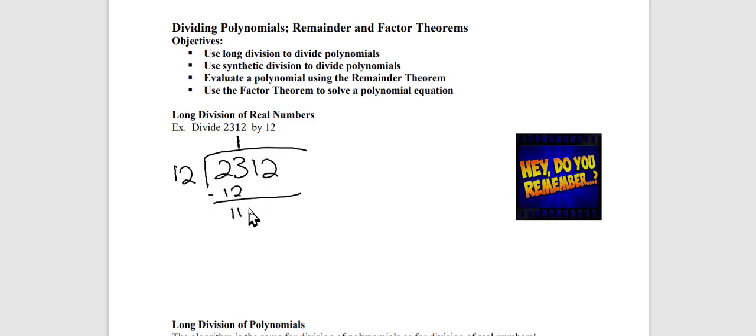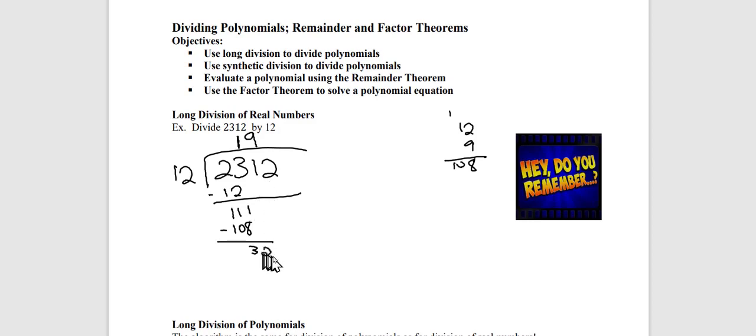12 doesn't go into that 11, but if we bring the 1 down, we can now see if 12 goes into 111. And it will go into that. It won't go in 10 times, but it probably goes in 9 times. Let's see over here. 12 times 9, 8, carry the 1, 108. Yes, it will. So we're going to write a 9 here because 12 times 9 is smaller than what we have in that 111. We multiply and then we subtract. We get 3.